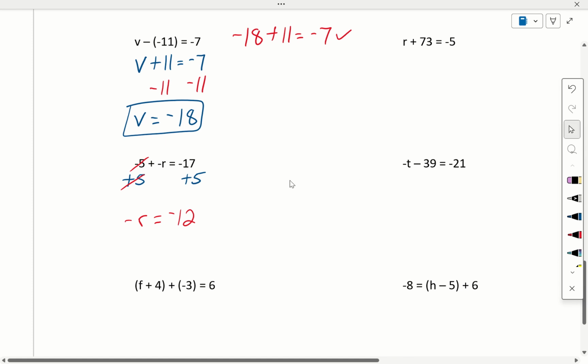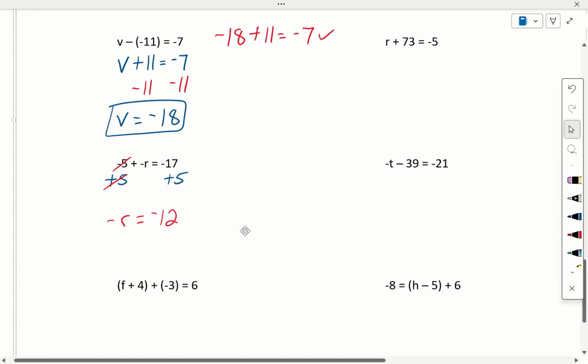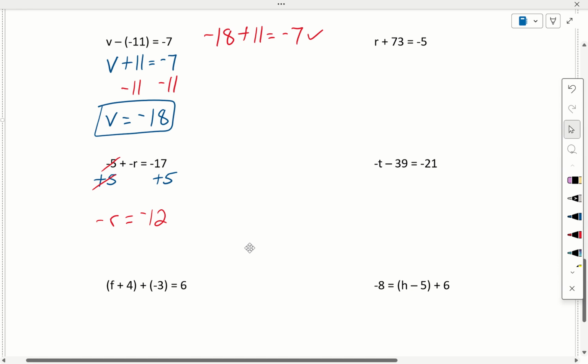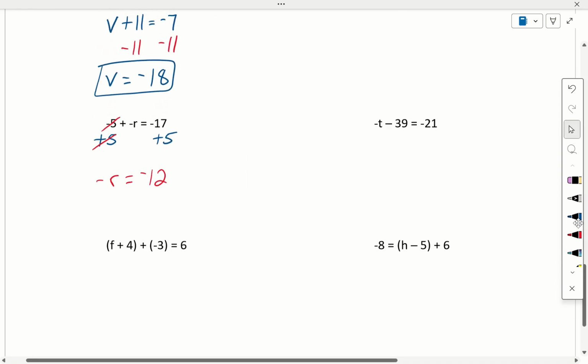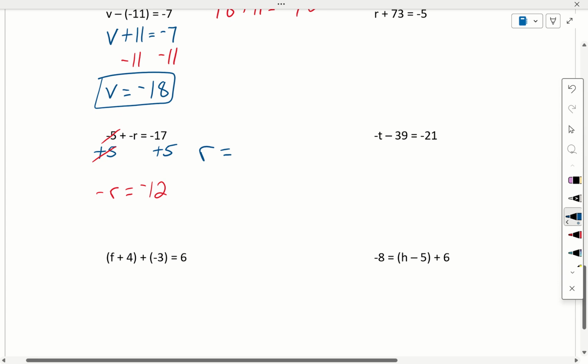Now, what this is saying is the opposite of r is equal to negative 12. Or you could think about it this way. By the way, if the opposite of r is equal to negative 12, that means r equals what? R equals 12, right? If the opposite of r is equal to negative 12, then r has to equal 12.